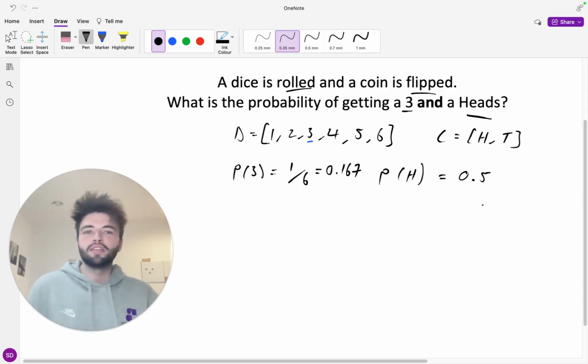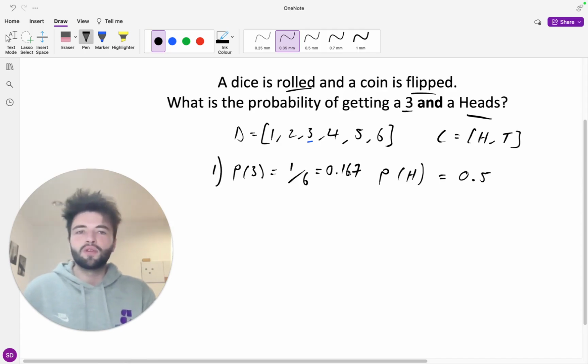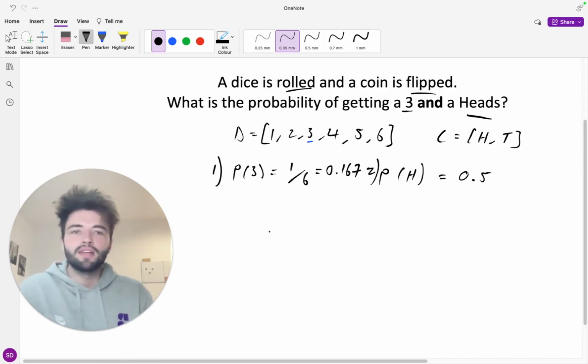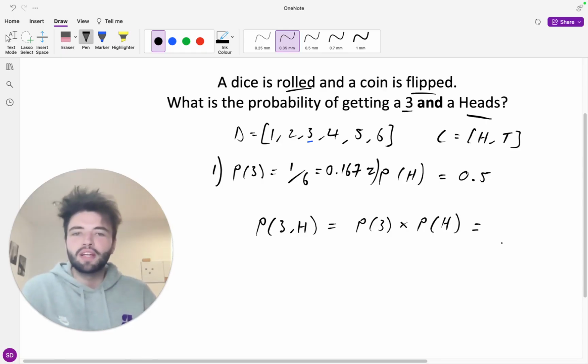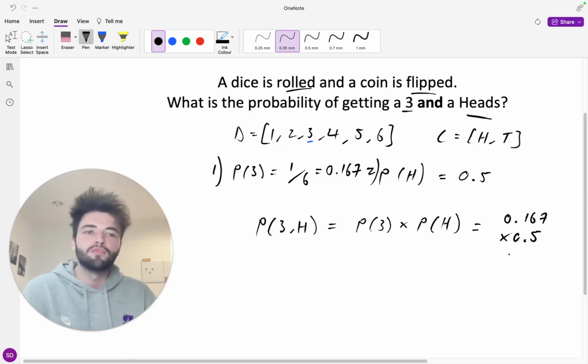And so now we've got the two chances, which we can label 1 and 2, of our two different events happening. Because these are independent events, what we can actually do is multiply them. In other words, the probability of getting a 3 and a heads is the same as the probability of getting a 3 multiplied by the probability of getting a heads. Once again, because these are independent events, we can take our 0.167 and multiply it by our 0.5 to find the overall probability of both these things happening.